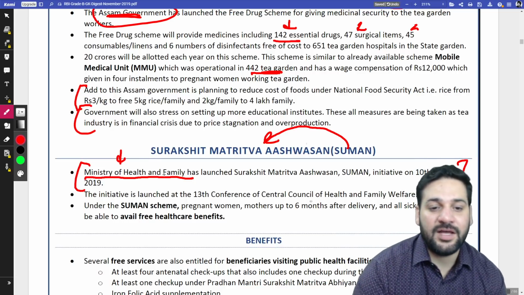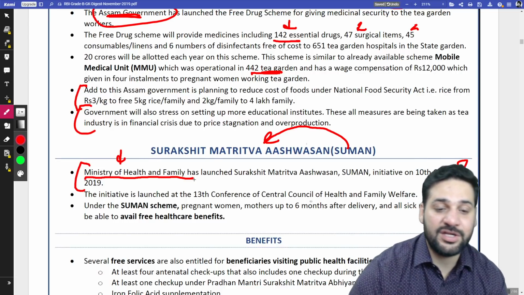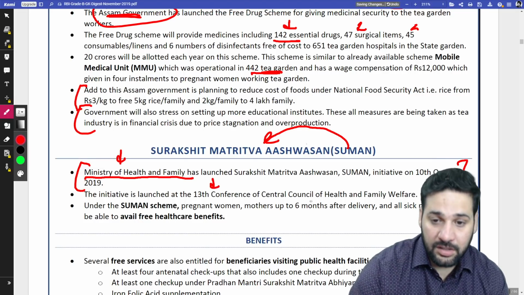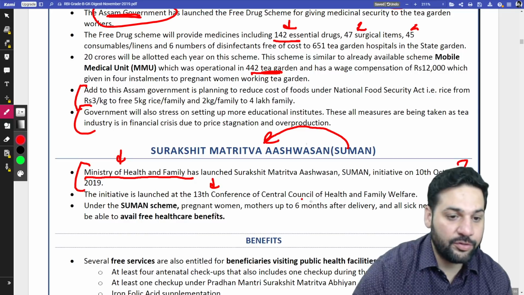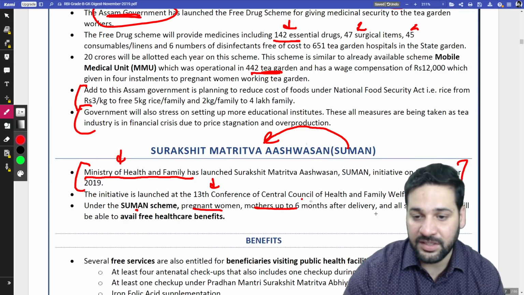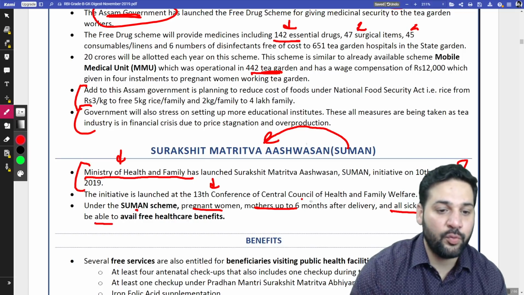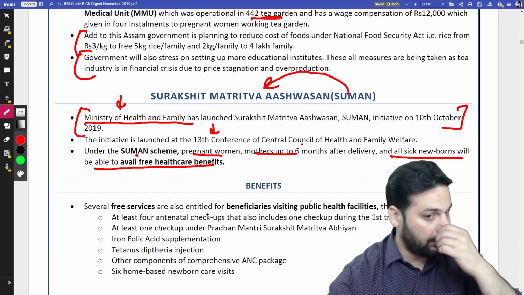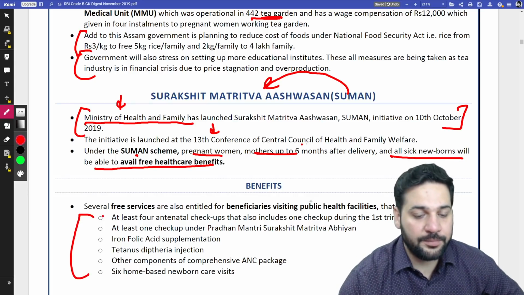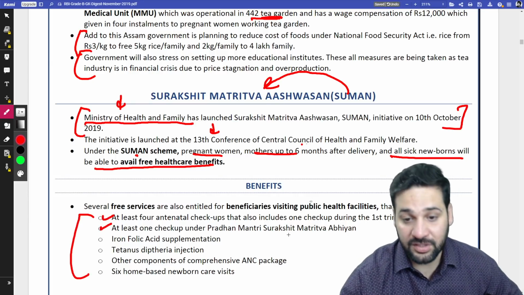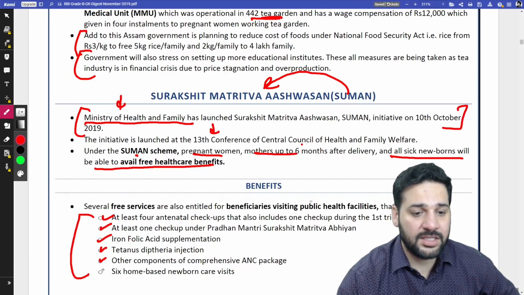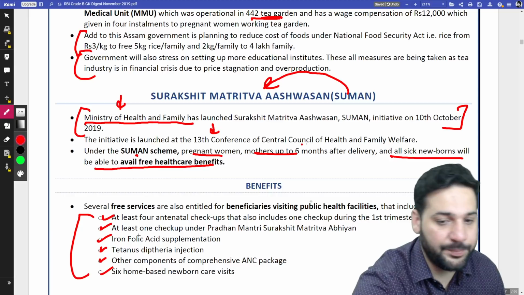So the Ministry of Health and Family Welfare launched it, and the initiative was launched at the 13th conference of the Central Council of Health and Family Welfare. That is not that important, leave it. So under the Suman scheme, pregnant women, mothers up to 6 months after delivery and all sick newborns will be able to avail free healthcare benefits. And what are the various benefits? Even that is important. 4 antenatal checkups, 1 checkup under Pradhan Mantri Surakshit Matritva Abhiyan, iron folic acid supplementation, tetanus, and 6 home visits and a comprehensive ANC package, right?